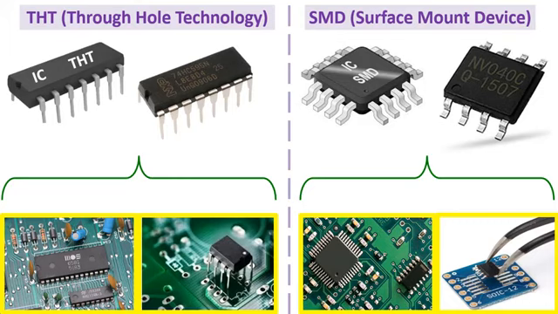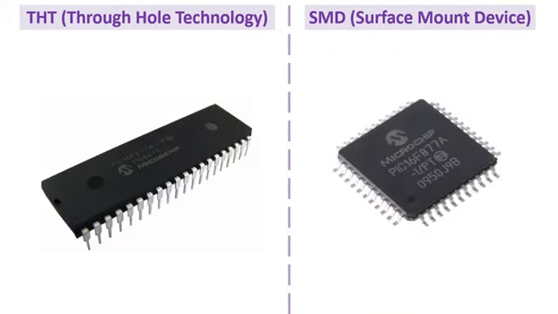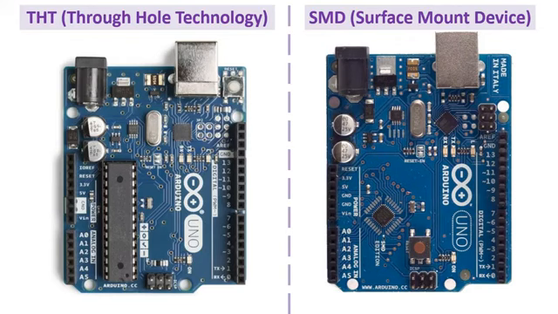For example, on the left, there is the THT type of the PIC16F877A model microchip controller belonging to Microchip Company, while on the right, there is the SMD model IC of the same model belonging to the same company. Likewise, on the left, on the Arduino Uno development board, there is a THT type microcontroller of Atmel Company, while on the right, there is an SMD model IC of the same company.